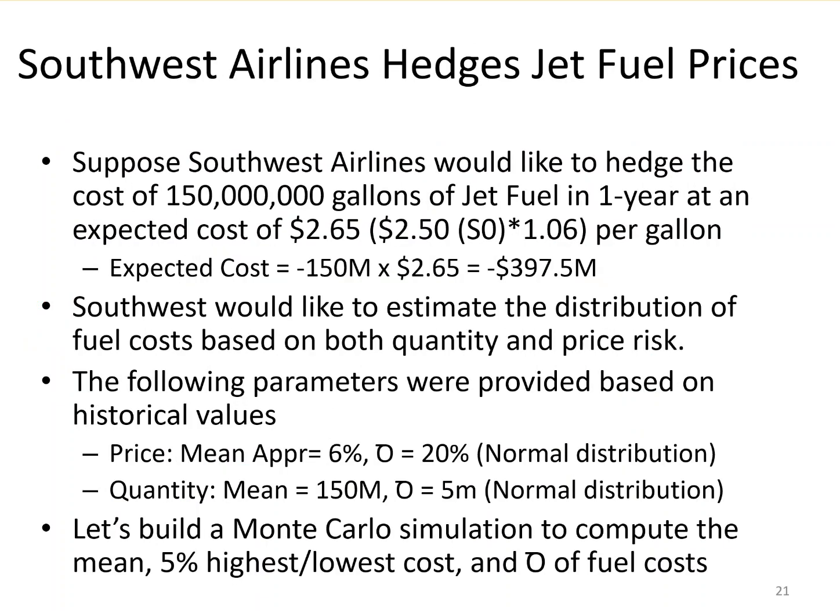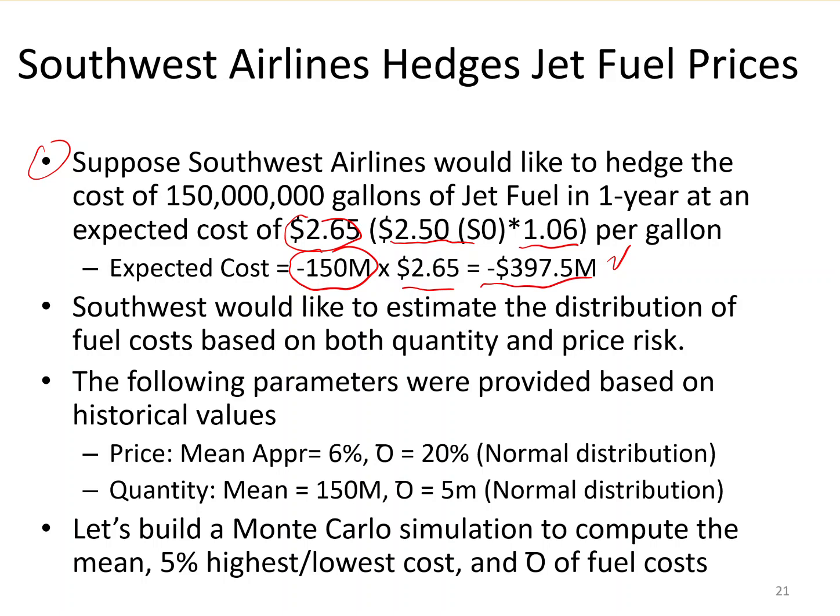So let's do an example of Southwest Airlines trying to hedge jet fuel prices. Suppose Southwest Airlines would like to hedge the cost of 150 million gallons of jet fuel in 1 year and an expected cost of $2.65. Where that came from is, we'll say that the spot price today of jet fuel is $2.50 and it's expected to appreciate by 6%. So they're expecting it to be $2.65 next year. Now, their expected cost of purchasing 150 million gallons at $2.65 is $397.5 million. I'll show that as a negative since it's a cost.